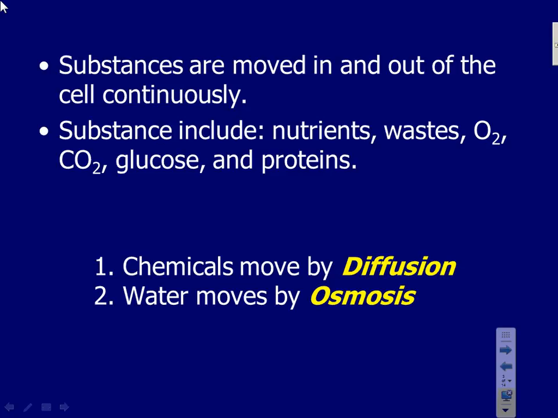And the two ways in which things are moved are through diffusion, if we're dealing with chemicals, and osmosis, if we're dealing with water. So when we're moving things other than water around, we call the process diffusion. And when we're moving water around, we call the process osmosis.